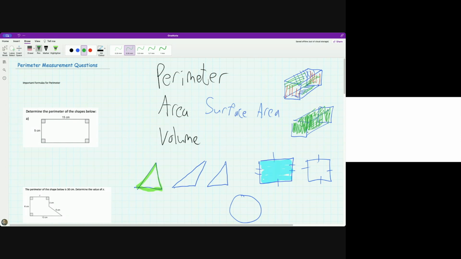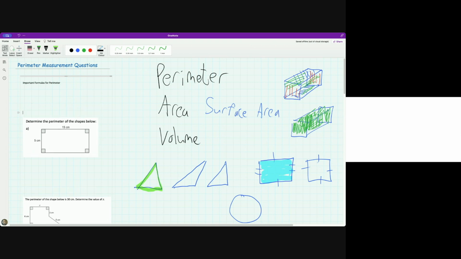Give me a thumbs up if the words perimeter, area, and volume, surface area, and these shapes make sense to you. Give me a thumbs down if you're feeling like I'm going too fast and I need to do some groundwork. And remember, you need to vote honestly because I read your emoticons like I would your faces. Okay, now, before we get started, there are some important formulas that we need to be aware of. So I'm actually just putting them down.